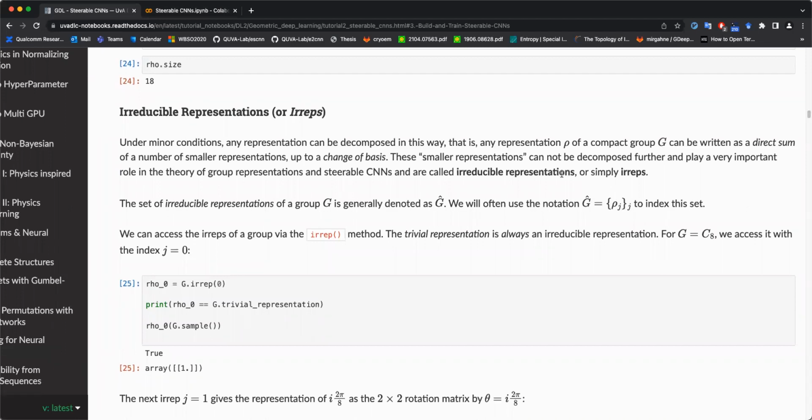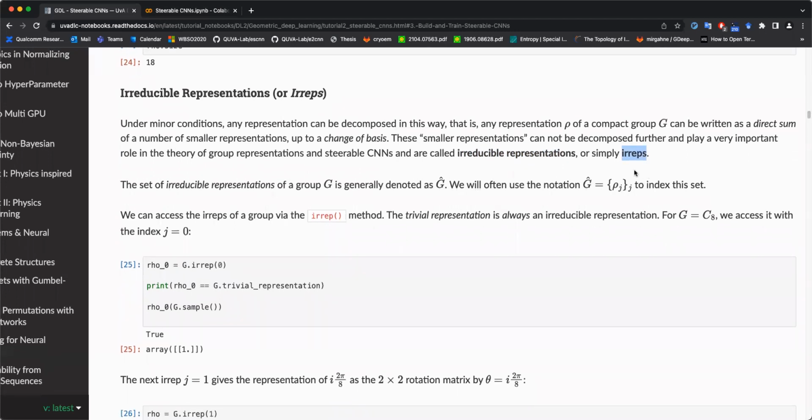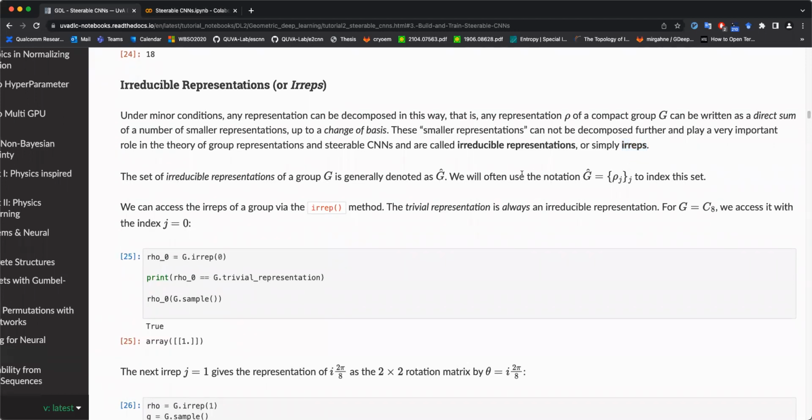Some notation: irreducible representation is a very long word, so usually we shorten it to irreps. You will often see the tutorial using the word irreps for simplicity. And some more notation: we usually refer to a group as G and the set of all its irreducible representations as G hat. This is just a set which we can index, containing all irreducible representations.